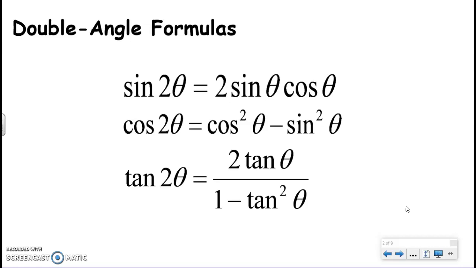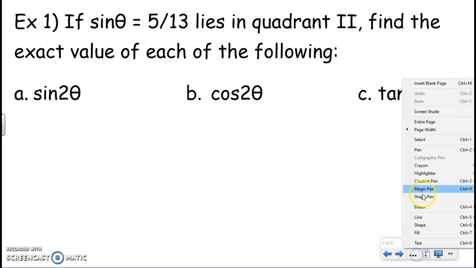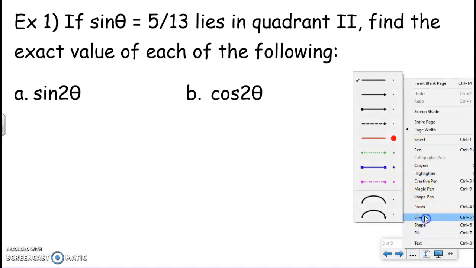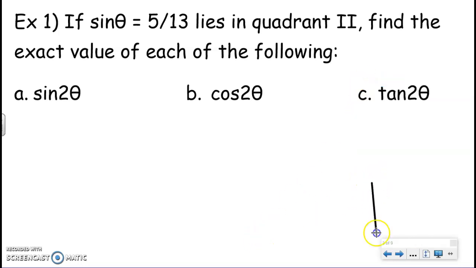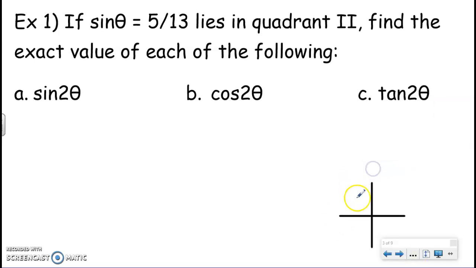We will give those to you on assessments. You just need to know how to use them, like this. Okay, so if sine of theta equals 5/13 and theta lies in quadrant 2, find the exact value of each of the following. Okay, so if we do this and draw this out, sine of theta is 5/13. So we're looking at this here. That's a really bad line. But if we draw our triangle in, we have 5/13.